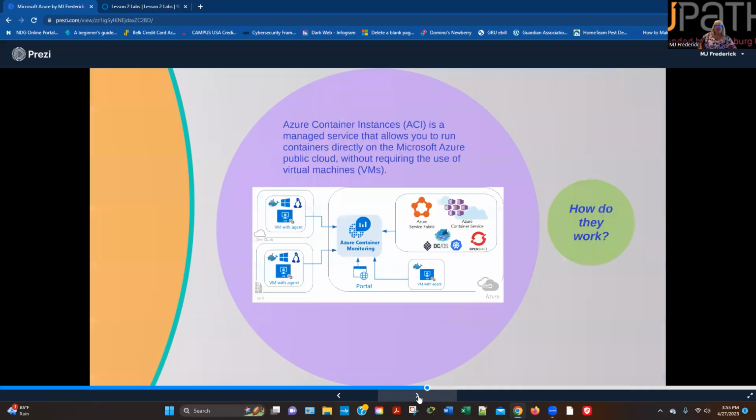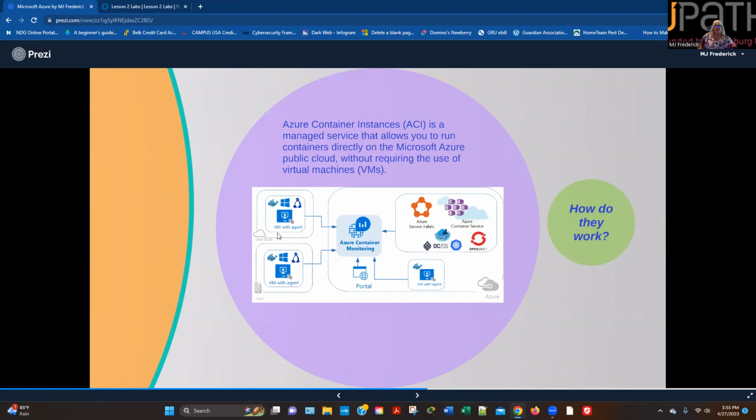Now, containers, we talked a little bit about containers. They're known as ACI, Azure Container Instances. And this is a managed service that allows you to run containers directly on the Microsoft Azure public cloud. You don't have to use virtual machines. You can just use the containers, right?